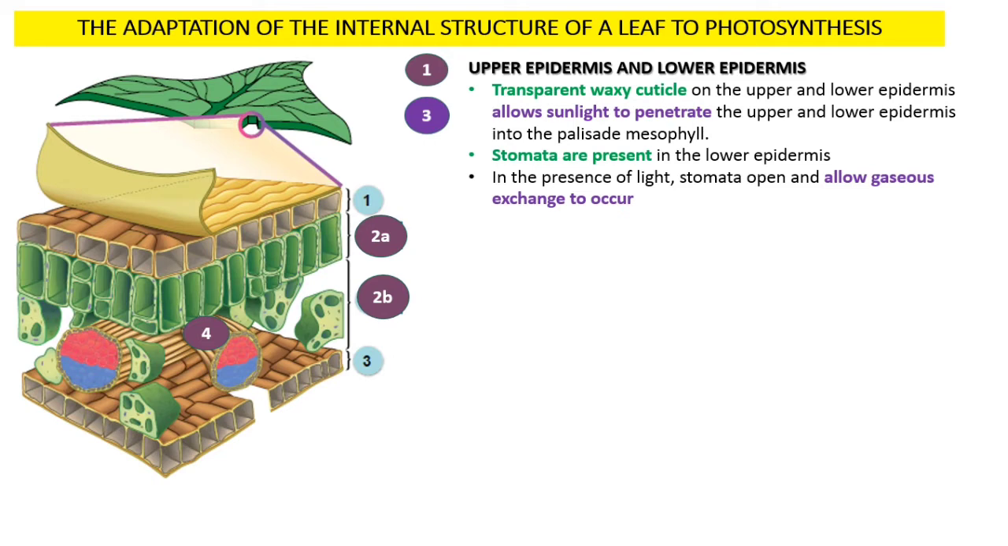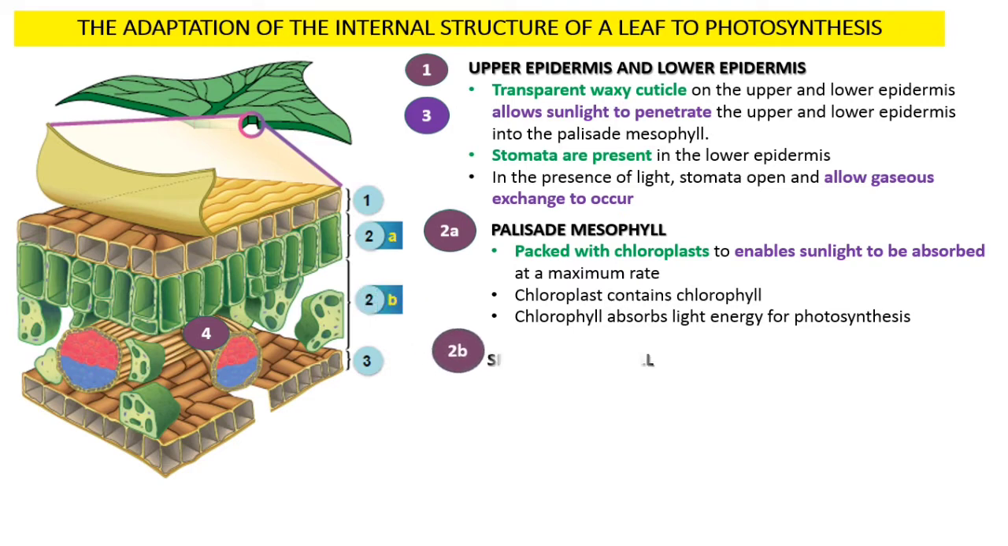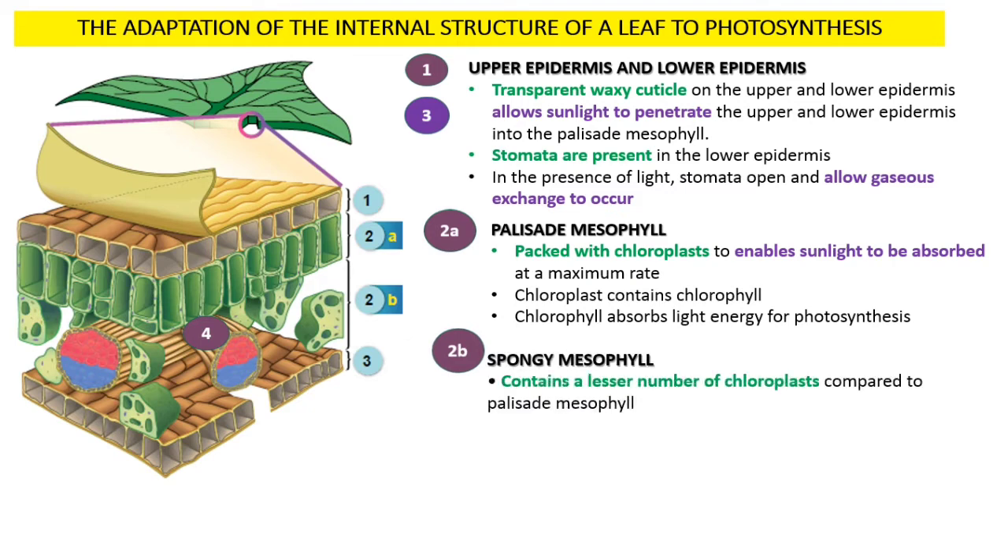Next, we discuss structure 2A. 2A is palisade mesophyll. Palisade mesophyll is packed with chloroplasts to enable sunlight to be absorbed at a maximum rate. Chloroplasts contain chlorophyll. Chlorophyll will absorb light energy for photosynthesis. Next, 2B. 2B is spongy mesophyll. Spongy mesophyll contains a lesser number of chloroplasts compared to palisade mesophyll. Spongy mesophyll cells are irregularly shaped and contain air spaces to allow efficient gas exchange during photosynthesis.